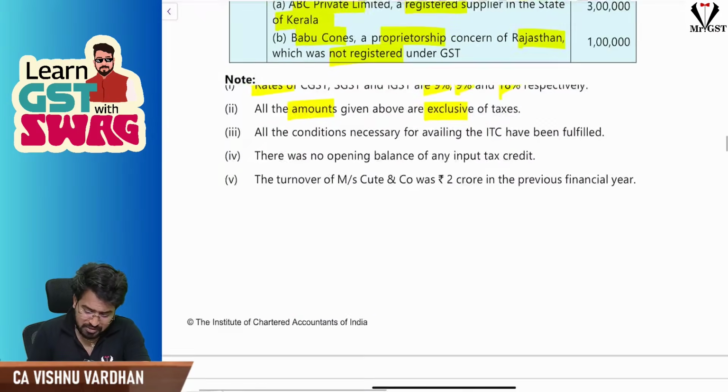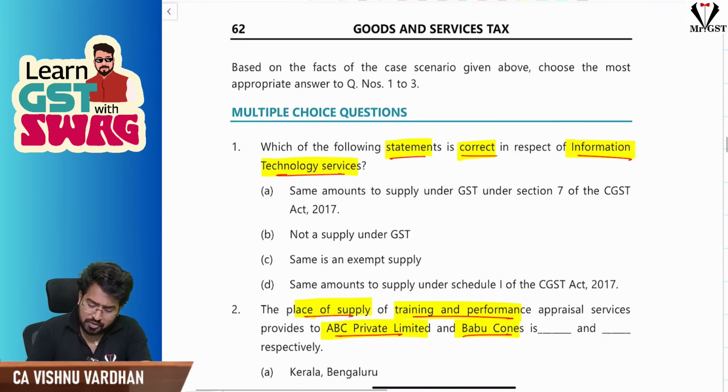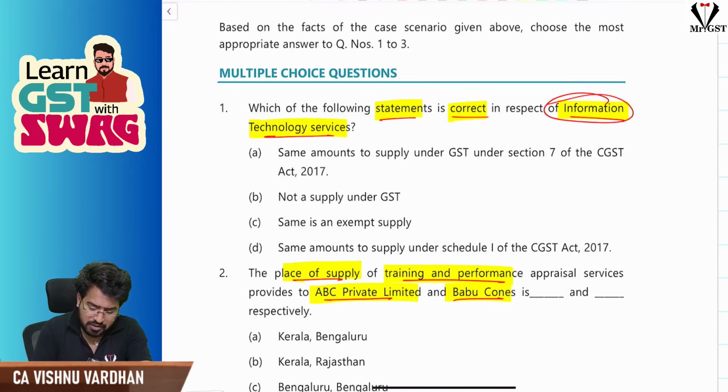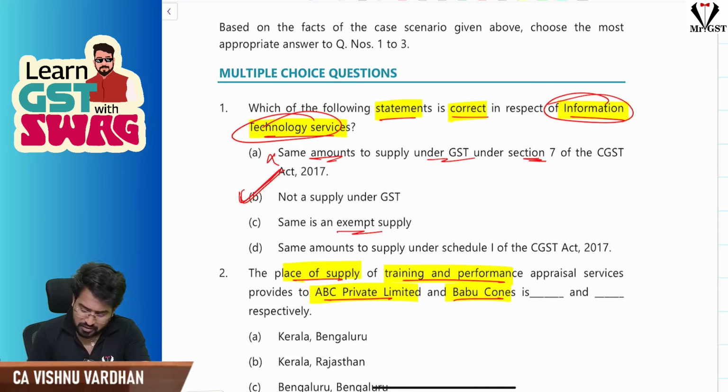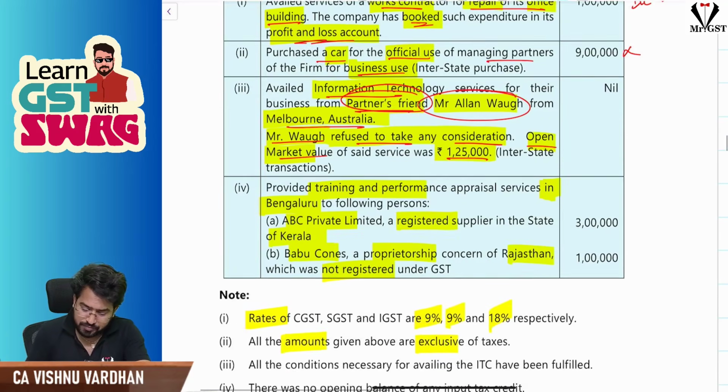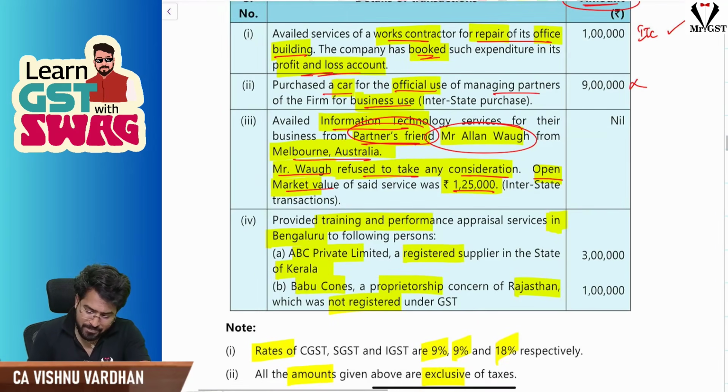There is a question on information technology. Which of the following statements is correct with respect to information technology services? This amounts to supply under section 7? No, not a supply under GST. No, it is not exempt. It is not Schedule 1, so it is not a supply because he is not a related person. Okay, fine. Next, see here, business purpose is there, everything is without consideration, but the point is he is not a related person.